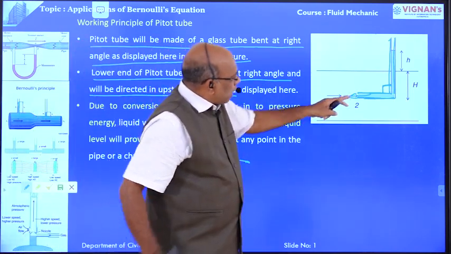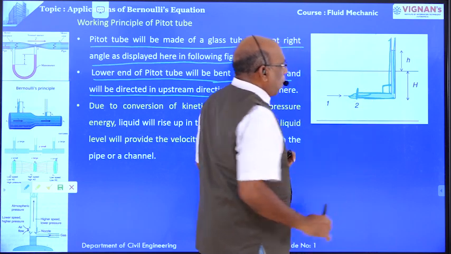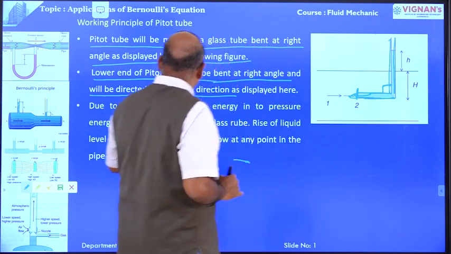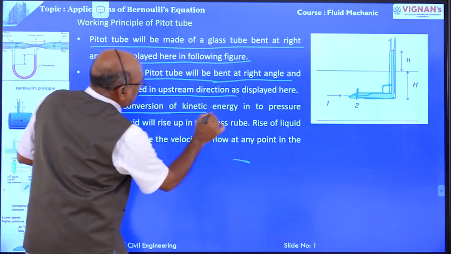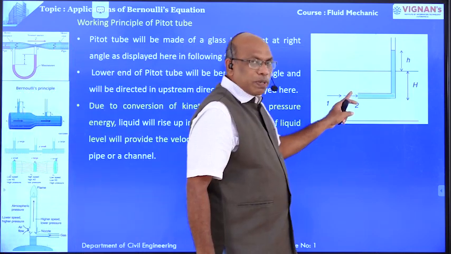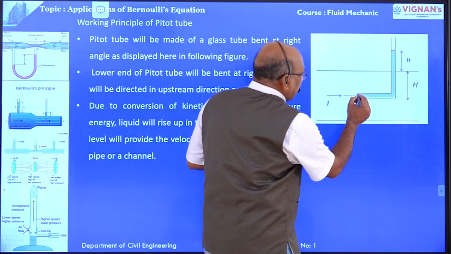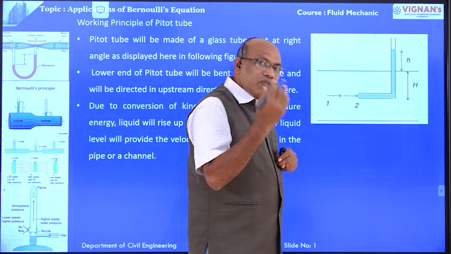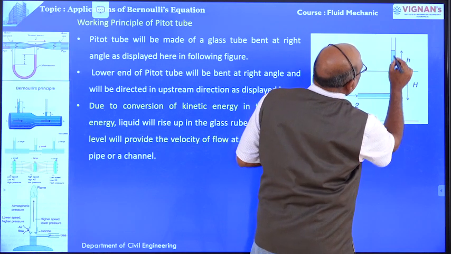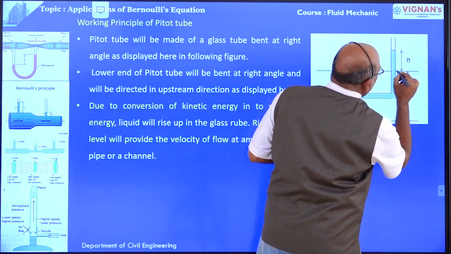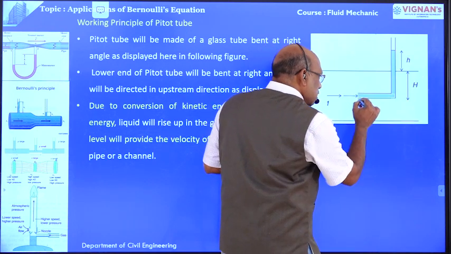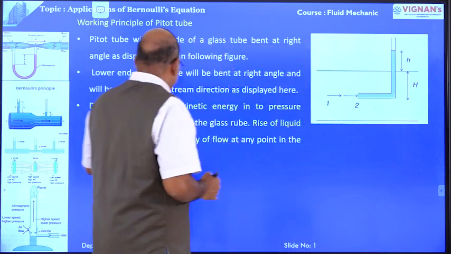Now, at this point, there is conversion of kinetic energy into pressure energy, right? Due to conversion of kinetic energy into pressure energy, liquid will rise in the glass tube. Because of this Pitot tube provided here, the kinetic energy at this point is converted into pressure energy. Therefore, the liquid is raised in the glass tube. This is the actual level of the liquid, but it is raised to a height of small h, because the kinetic energy at this point is converted into pressure energy.